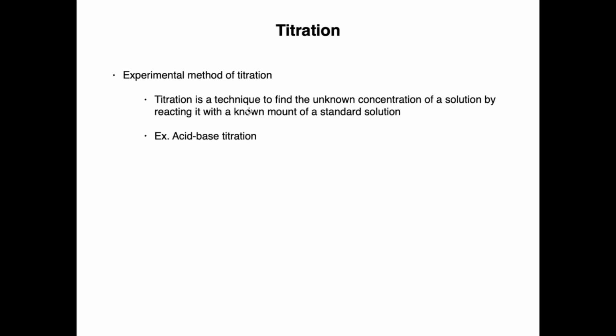Next, to find concentrations of substances, we can use a technique called titration. Titration is a technique to find the unknown concentration. It's to find the concentration of a solution by reacting it with a known amount of standard solution. And titrations are usually done in acid and base experiments. This will be further explained in topic 8.